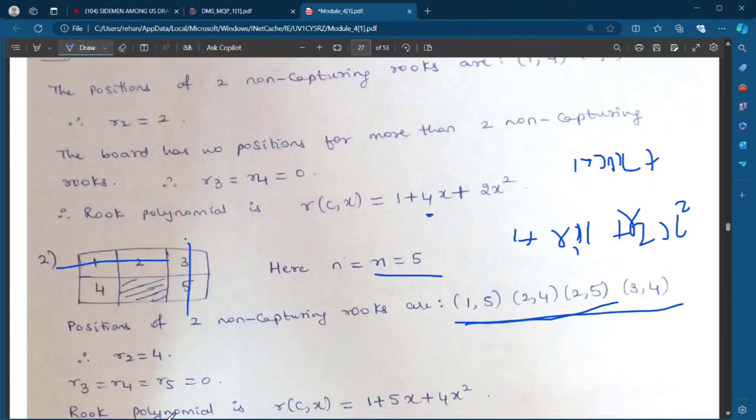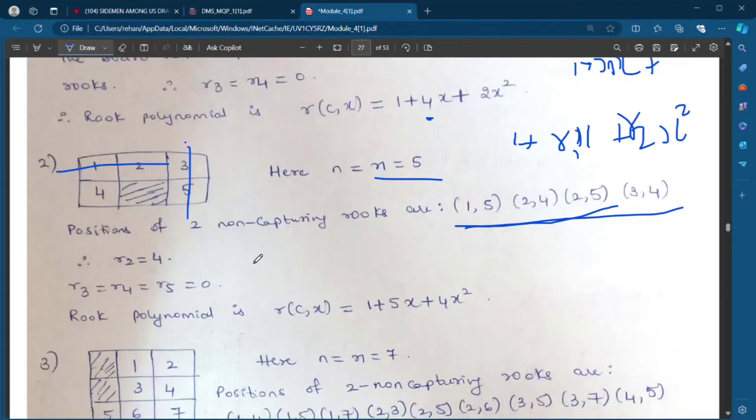R2 I have 4. Then R3. So R3 is equal to R4 is equal to R5 is equal to 0, because 3 non-capturing rooks I cannot take. Why? Because if I am considering a row eraser, if I am considering one rook here, then another rook from this number, suppose this, so this whole thing should be excluded. Same way, if I am taking 2, so this whole thing will go off, and if I am taking another from below element, so I won't. So R3, R4, R5 are 0.